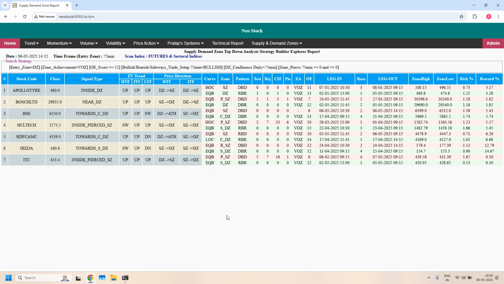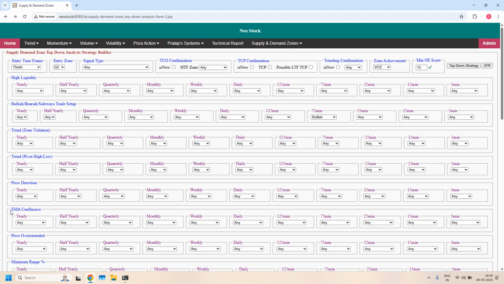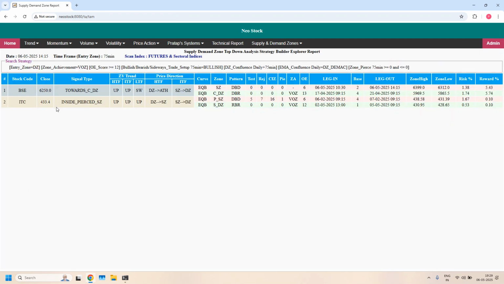So let's further filter based on the daily demand zone having daily EMA confluence. In that case, the overlapped 75 minutes demand zones have a higher probability of success. So I'm going back to the EMA confluence at daily. I'm checking the daily demand zone having daily EMA confluence. 2 stocks are filtered. So these 2 daily demand zones have a higher probability of success compared to the others.